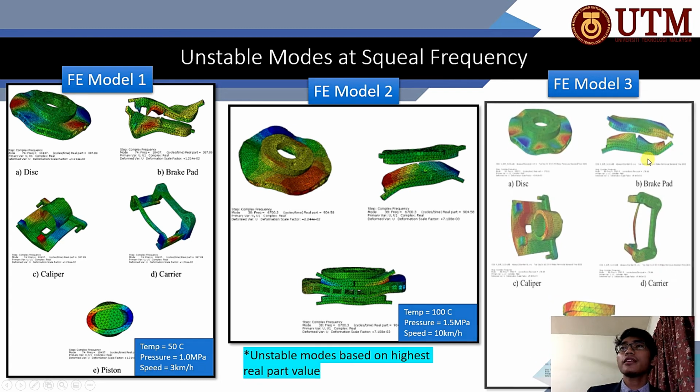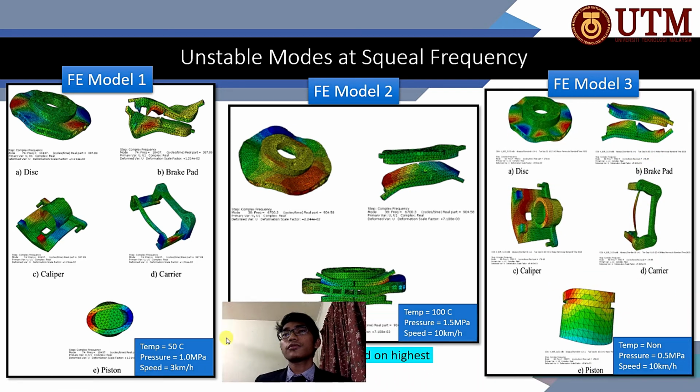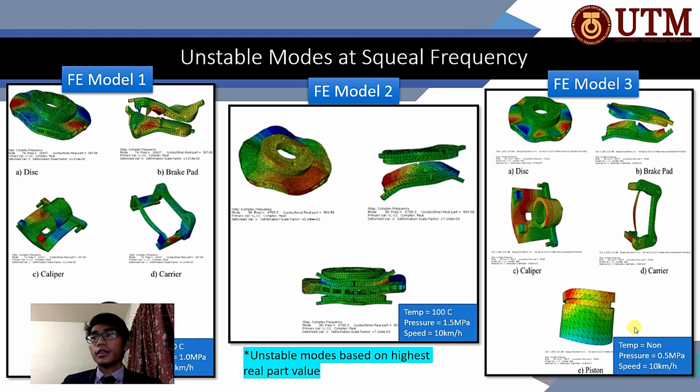Continuing that, for FE model 3, which is for the non-temperature, the pressure is 0.5 megapascal, and also the speed is 10 km per hour. From this, we can say that all the components experience bending mode, and the most displacement occurs at the caliper, the inside body of the caliper. In addition, the brake pad also undergoes bending mode severely, and the shape has been distorted.